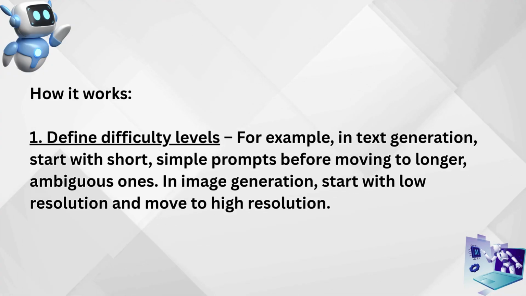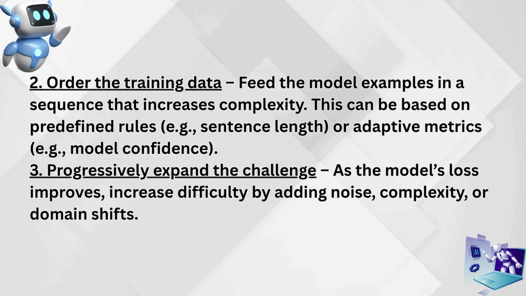Define difficulty levels. For example, in text generation, start with short, simple prompts before moving to longer, ambiguous ones. In image generation, start with low resolution and move to high resolution. 2. Order the training data. Feed the model examples in a sequence that increases complexity. This can be based on predefined rules, for example sentence length, or adaptive metrics, for example model confidence. 3. Progressively expand the challenge. As the model's loss improves, increase difficulty by adding noise, complexity, or domain shifts.